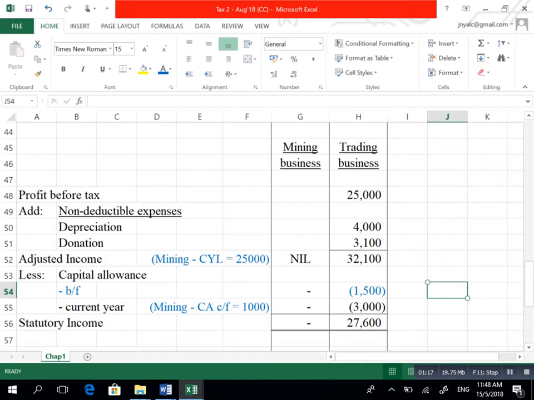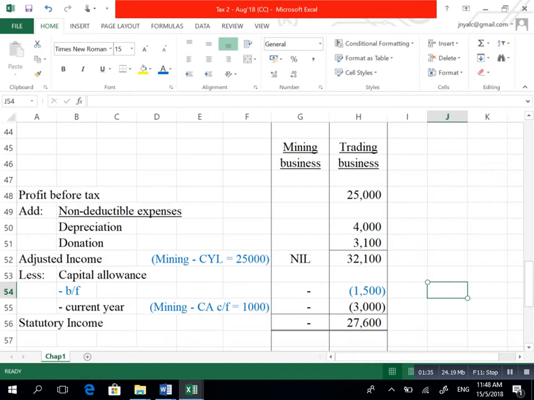When we remove out the expenses, the profit should go up. That is why we add back. So make sure you add back the non-deductible expenses here. So the 4,000 and 3,001 donation. So adjusted income should be 32,100.